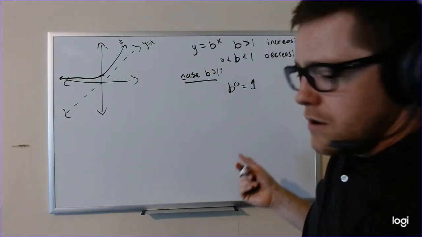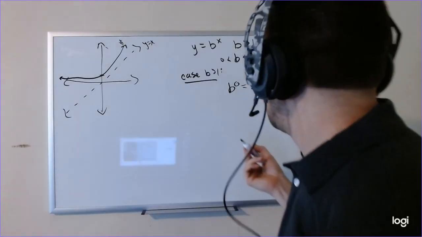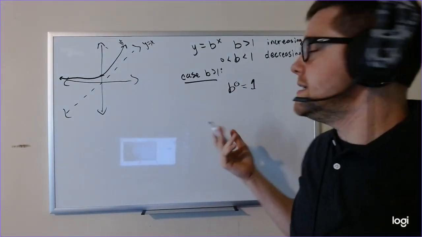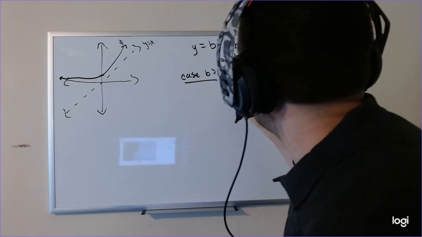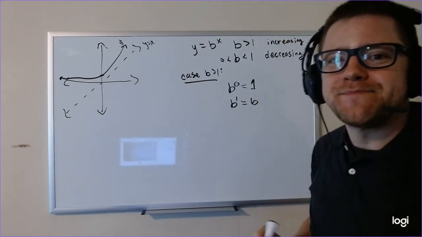Now what's another point that is also on this graph? Well, an easy point to pick, if you're picking easy numbers, I like easy numbers, right? B to the 1, that's a pretty easy number. So B to the 1 is B, okay?